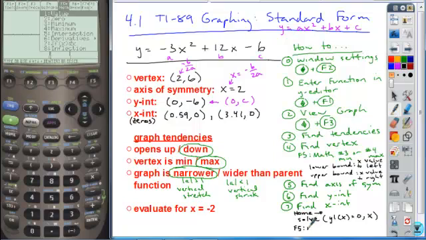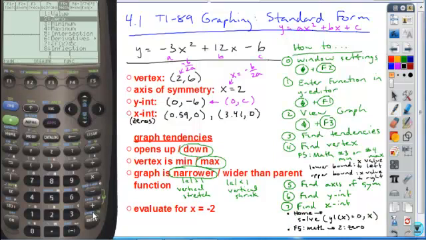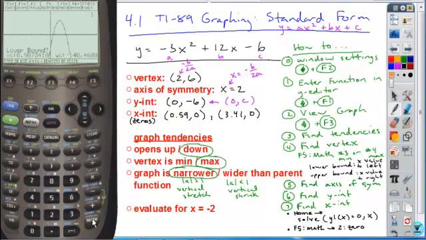So we could have used this math tab and selected zeros, which is number 2. And once again, it tells you lower and upper bound. Okay, so don't use value. Use the zero, number 2. I'll have to take a look and see why that is.